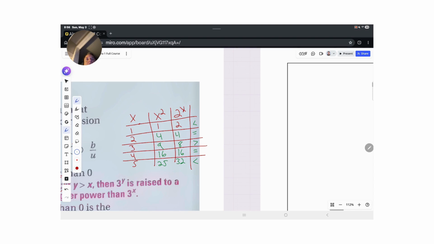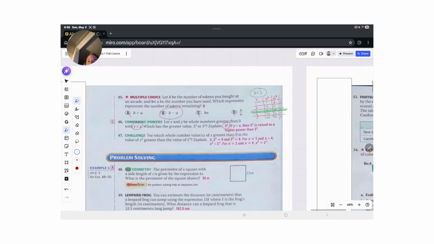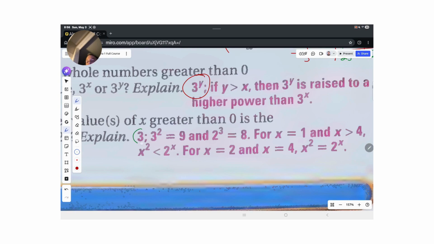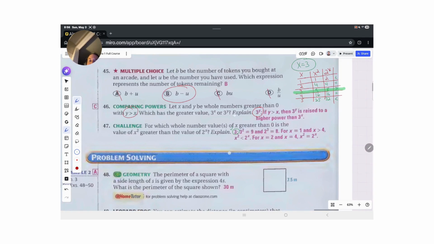All right, so x equals 3 is the only whole number greater than 0 that would work. Let's highlight that. So x equals 3 only. And we can confirm in our answers that this is correct.